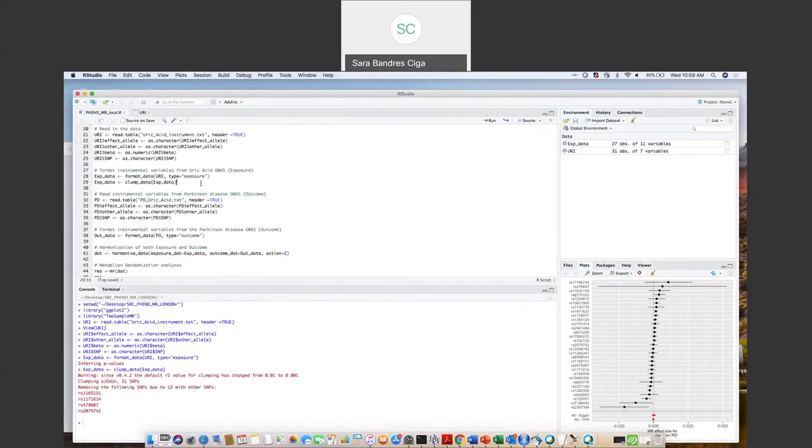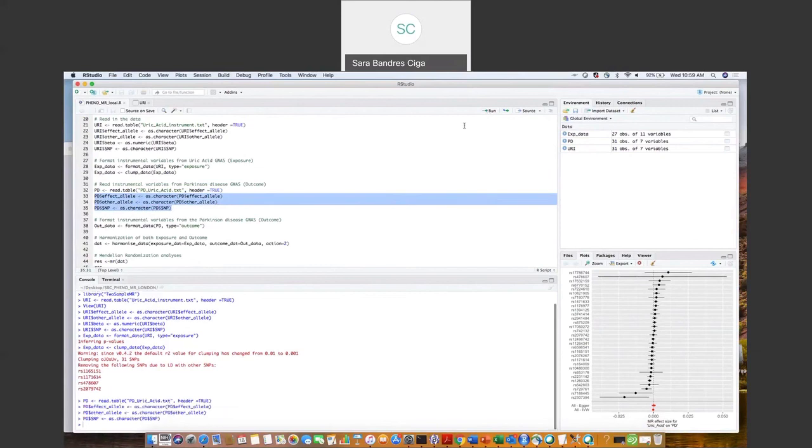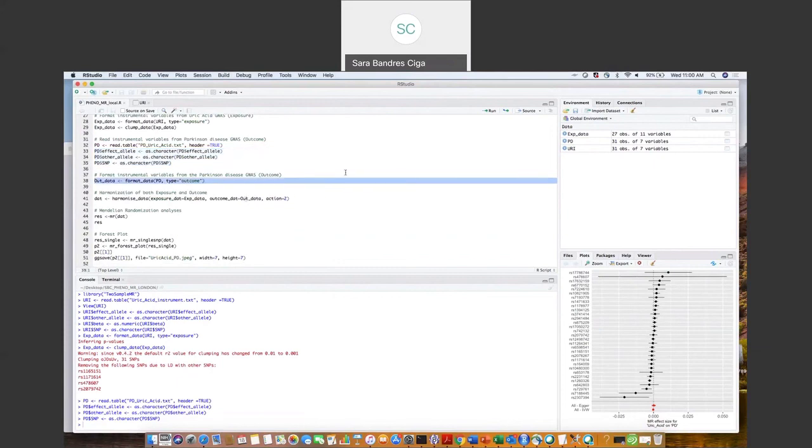Well, we've already done the first and the second step. Now the third step is getting those SNPs from the summary stats for the outcome, which in this case is Parkinson's disease. So let's read the summary stats from PD for those SNPs. Again, we are going to do some formatting of the data to make sure that the effect allele and other allele are formatted as characters and so on. Again, we are going to format the data for the outcome.